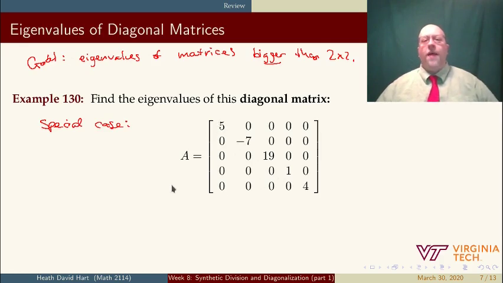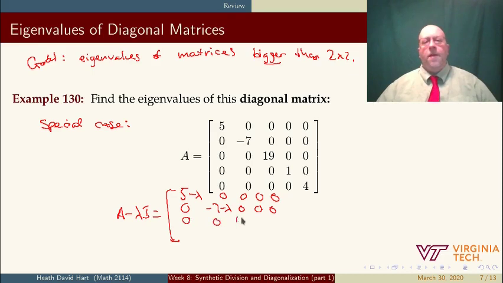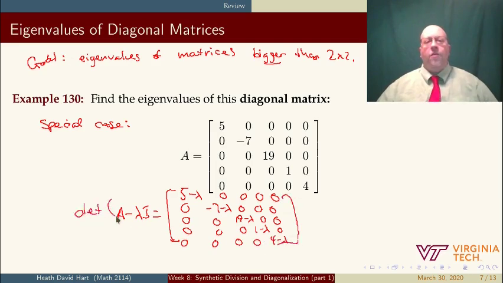The way we would find the eigenvalues is to subtract lambda from the diagonal. So A minus lambda I would be 5 minus lambda, and then a bunch of zeros. Negative 7 minus lambda for this entry. 19 minus lambda for that entry. 1 minus lambda for this entry. And 4 minus lambda for this entry. And then we want to calculate the determinant of this matrix.